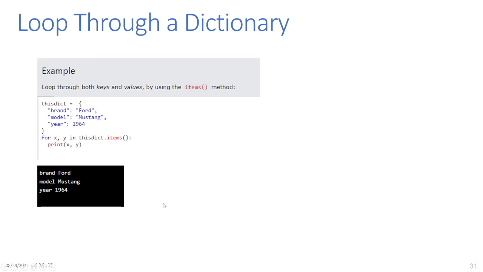Loop through a dictionary. You can loop through both keys and values by using the items method. So for X, Y in this dot items, we print X, Y. So X will contain the keys and Y will contain the values.